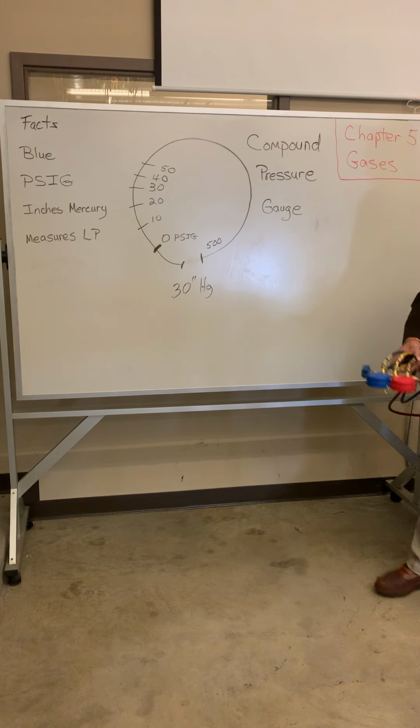But what about if we were to remove some of the atmosphere from this space? Then we're starting to read what's called a vacuum. And that's what happens with the compound gauge when you see the needle go below 0. It's no longer measuring pounds of force per area. Now it's reading less than that. And the unit of measure for this is going to be called inches of mercury. Inches of mercury. And it's going to go from 0 inches to 30 inches.